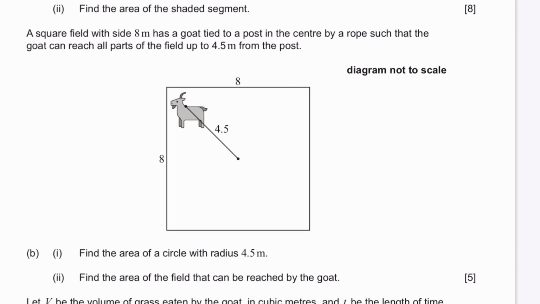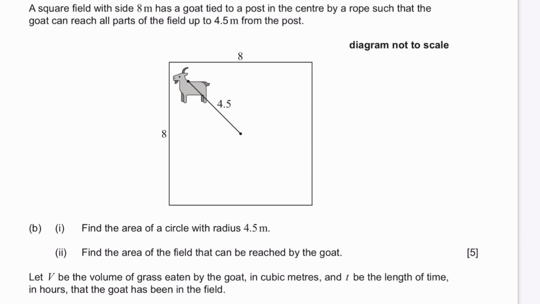It says a square field with side 8 meters has a goat tied to a post in the center by a rope such that the goat can reach all parts of the field up to 4.5 meters from the post. Find the area of a circle with radius 4.5. It's very possible that within these problems, you're going to have these random easy questions buried in between parts of questions that are a little bit more challenging. So this is one example.